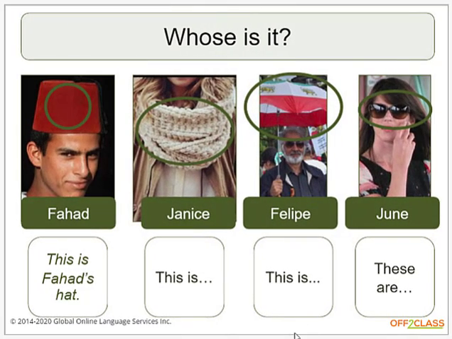Okay, one more exercise. I want you to make each sentence and explain the possession of each noun for each person. So, whose is it, right? So, this is Fahid's hat, right? You can see this is Fahid, and we've talked about the hat. It might be hard to see because it's kind of green, kind of dark. But this is Fahad's hat. I hope I got that right. Sorry, Fahad.